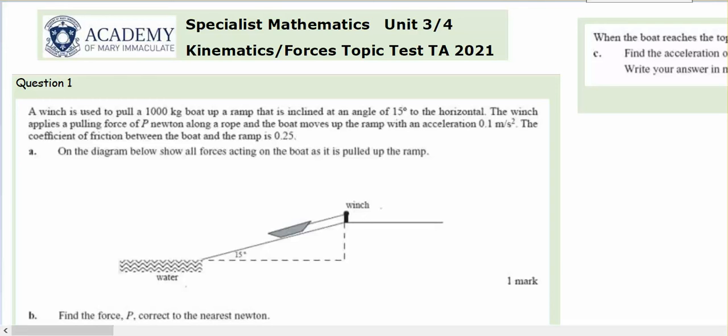This is for Year 12 Specialists. It's the Kinematics Forces 2021 topic test question number 1.